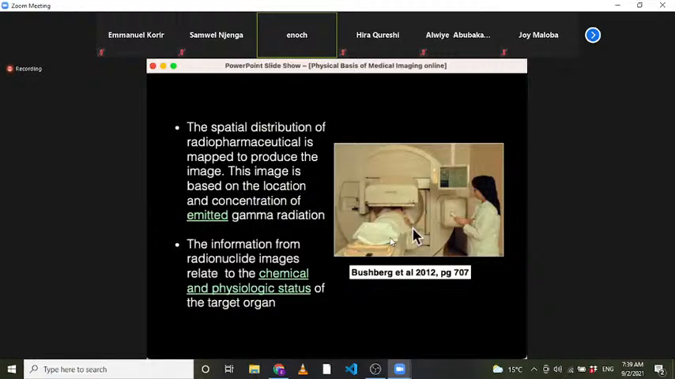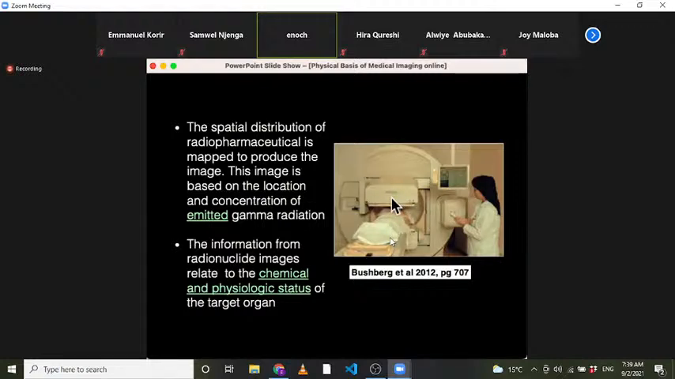So here it is having two heads, one above and one below, anterior and posterior. Sometimes we have more than two gamma heads. We have ones that have three heads, and then one can form the image.